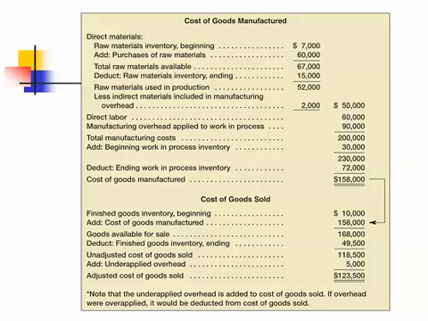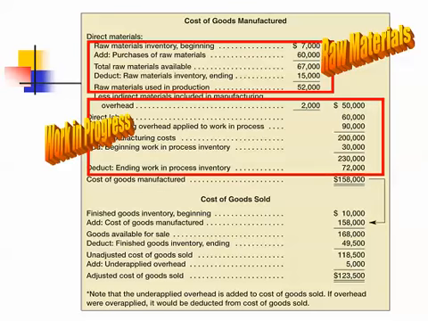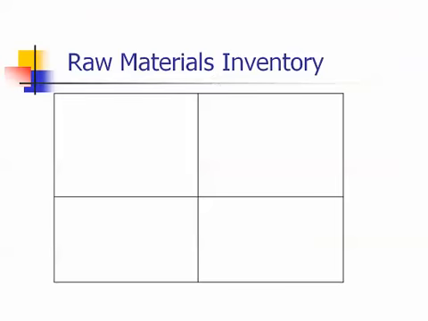Let's take a look at the schedule of cost of goods manufactured. While it looks fairly complex, we can quickly visualize three separate boxes: a box for raw materials, a box for work in process, and a box for finished goods. Now let's take a look at each one of these boxes individually.